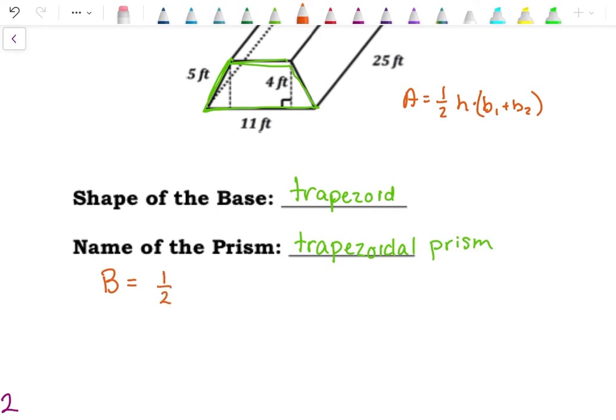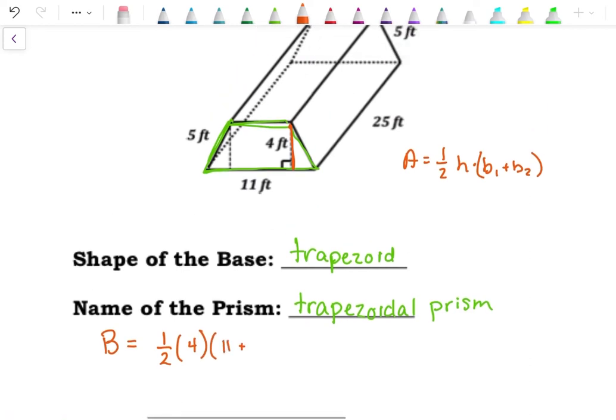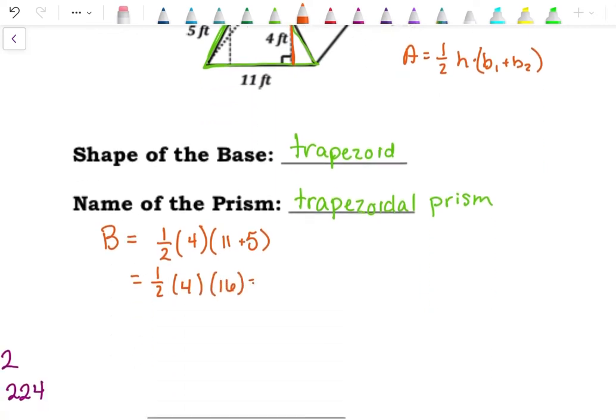So 1/2 of the height of my trapezoid is going to be 4, and base 1 is going to be 11, plus base 2 is going to be this one, which is 5. So it's going to be 1/2 times 4 times 16, which is 32.